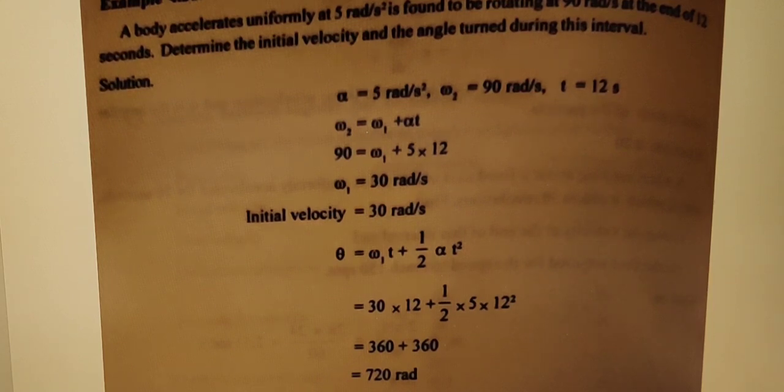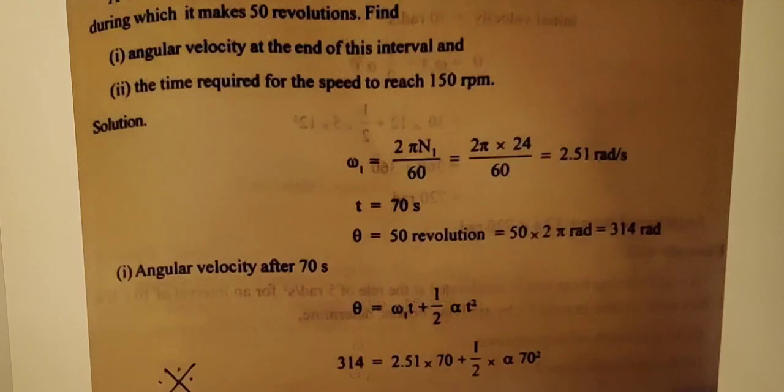So next you have to calculate the angle turned during this interval. In order to calculate the angle turned, you use the second equation of motion. Theta is equal to omega 1 t plus half alpha t square. That is 30 into 12 plus half into 5 into 12 square, that is equal to 360 plus 360, that is 720 radians. So the angle turned during 12 seconds is 720 radians.